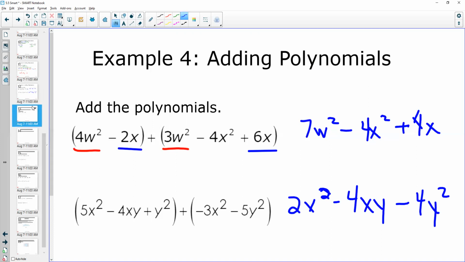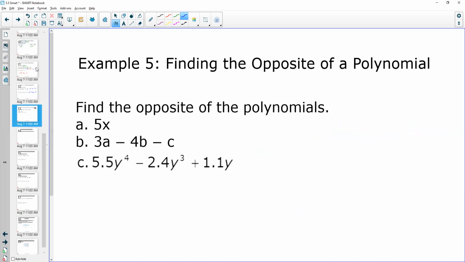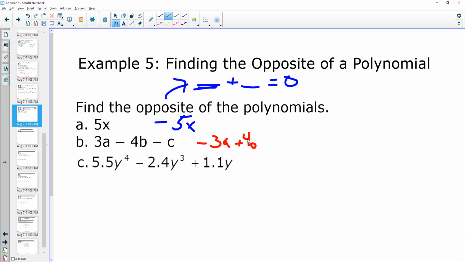So moving along. When we talk about the opposites of polynomials, it's just the opposite. So when we have an opposite, it means the two things, when I add them together, equal 0. So if I have 5x, what can I add to it to make 0? Well, I can add negative 5x. That's the opposite of 5x. For the second one, the opposite of 3a is negative 3a. The opposite of minus 4b is plus 4b. And the opposite of minus c is plus c. That's the opposite.